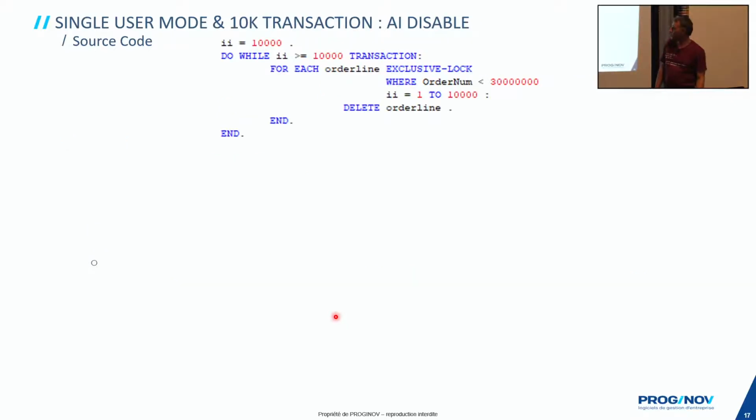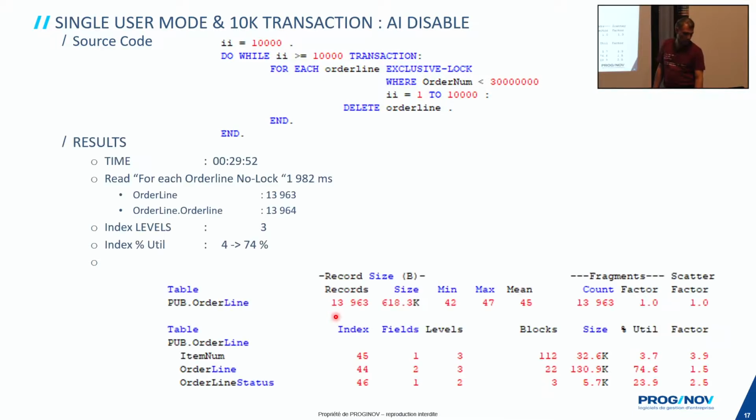So another test: single user mode, 10,000 records per transaction, and after image always disabled. So the time decreased to 30 minutes. For each order line it took the same time. Reads on index and table are quite similar, and there is no special requirement on percentage util and level. It's quite the same as the present.